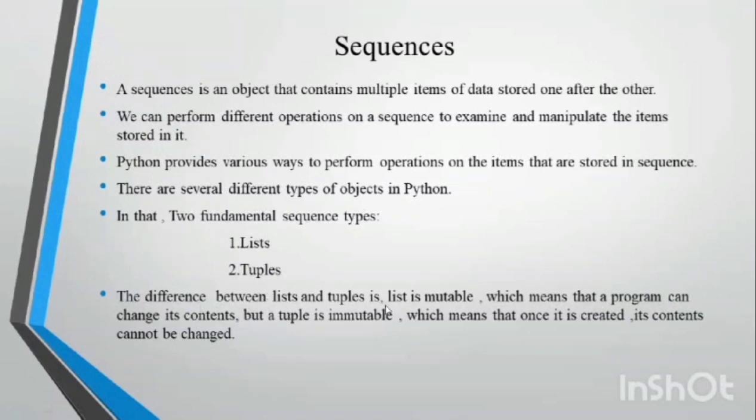The difference between list and tuple is that a list is mutable, which means we can change the values in the list, and a tuple is immutable, which means that we cannot change the value of a tuple.